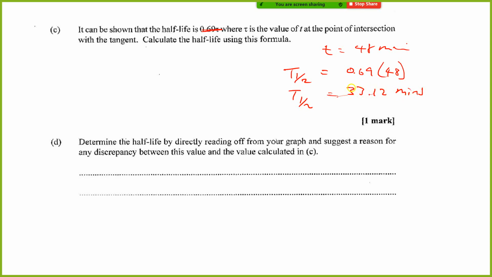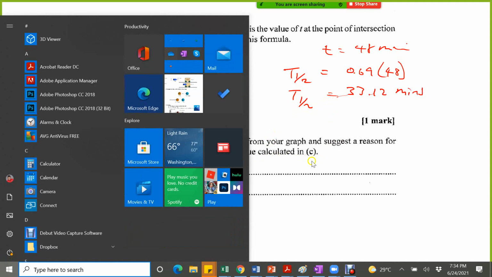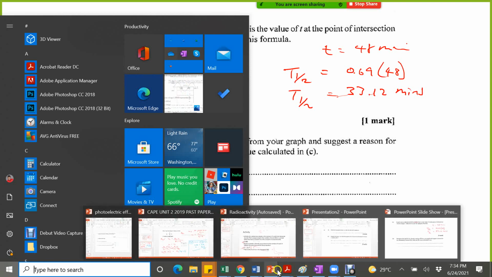So that's the half-life. It goes on to say determine the half-life by directly reading off from the graph and suggest a reason for any discrepancy between this value and the calculated value in C. It's almost like an experiment, like what you would do in some experiments, to talk about why a value is far off from the next value.